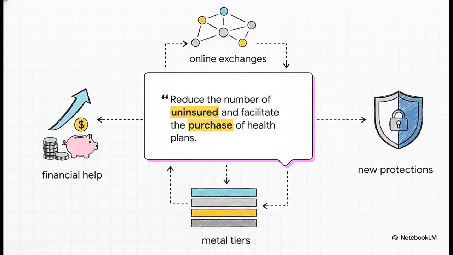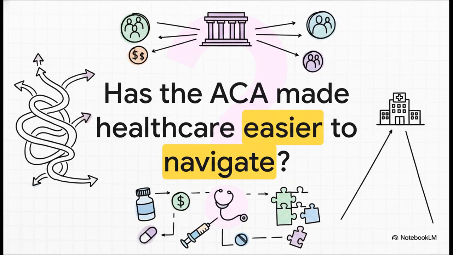So let's bring it all back home to this one central idea. The online exchanges, the metal tiers, the financial help, all those new protections, every single piece of the system we've just walked through was designed with this fundamental mission in mind. Which, of course, leaves us with a final question to chew on. The Affordable Care Act undeniably changed the entire landscape. It created a whole new structure with new rules and new options. So the real question for you to consider is, has all of this actually made the incredibly complex world of healthcare any easier for people to navigate?